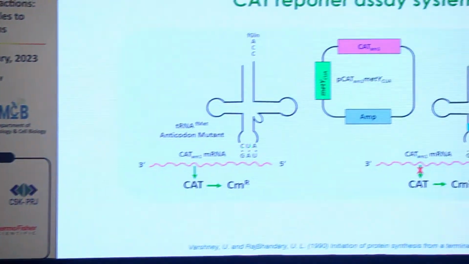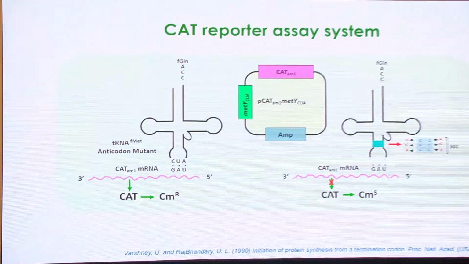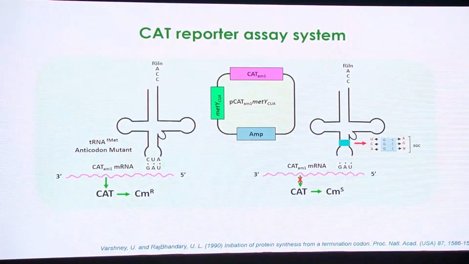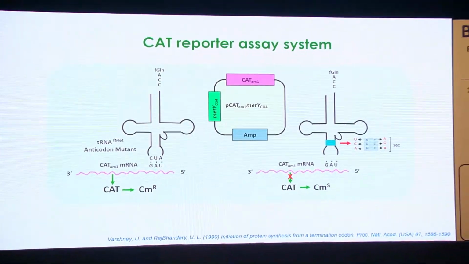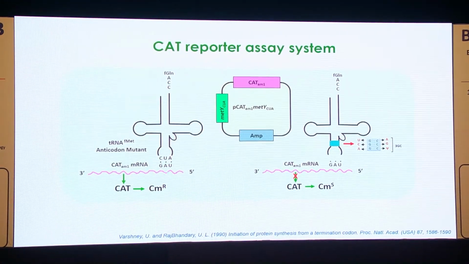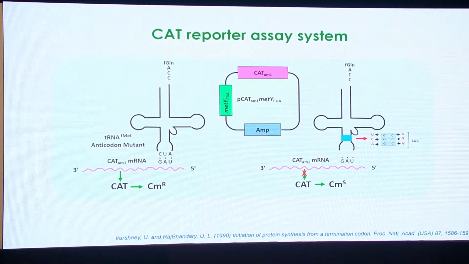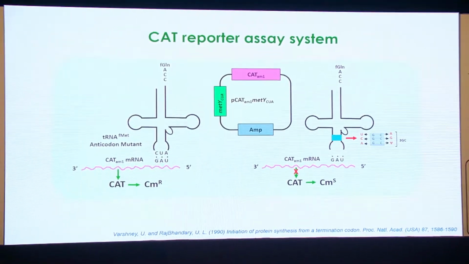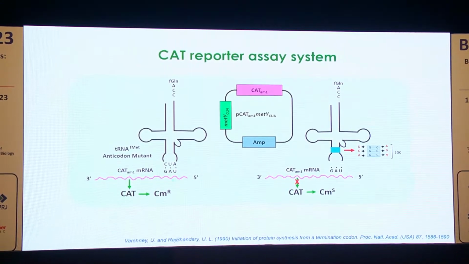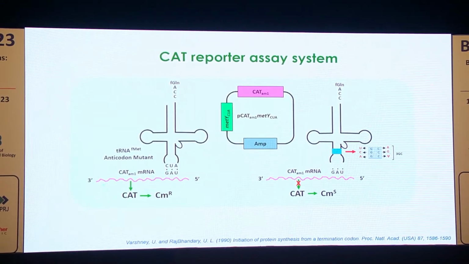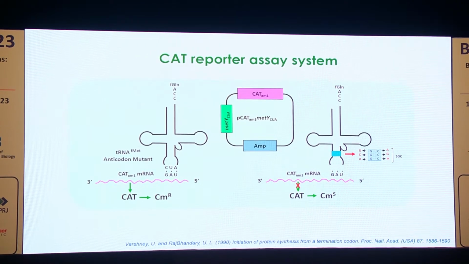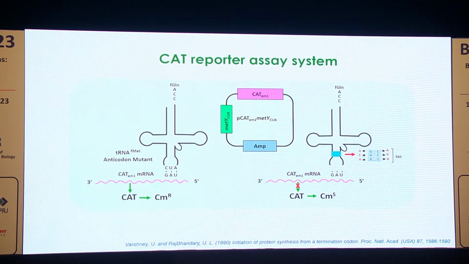The idea was that if we make a change in the anticodon of the initiator tRNA such that it will recognize the termination codon, UAG, which has been placed here in the position of the start codon, the tRNA recognizes that UAG as a start codon. In the reporter gene, which is chloramphenicol acetyltransferase, it will make chloramphenicol acetyltransferase and will confer chloramphenicol resistance to the cell.